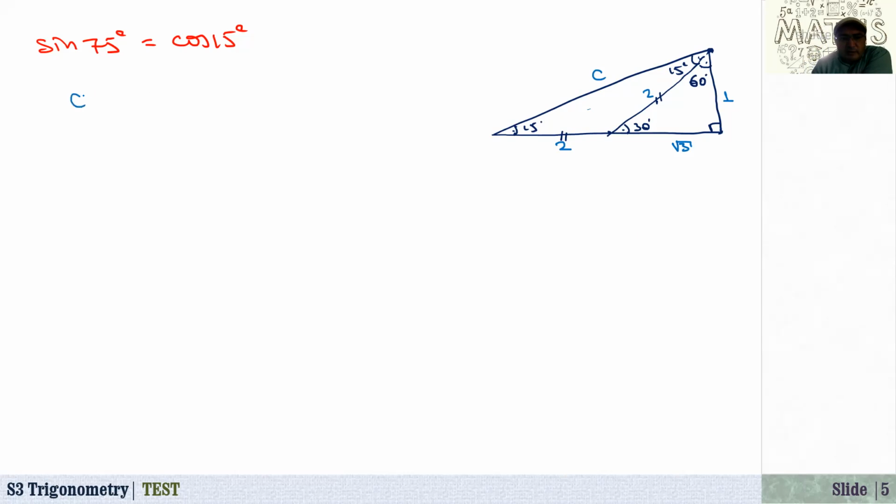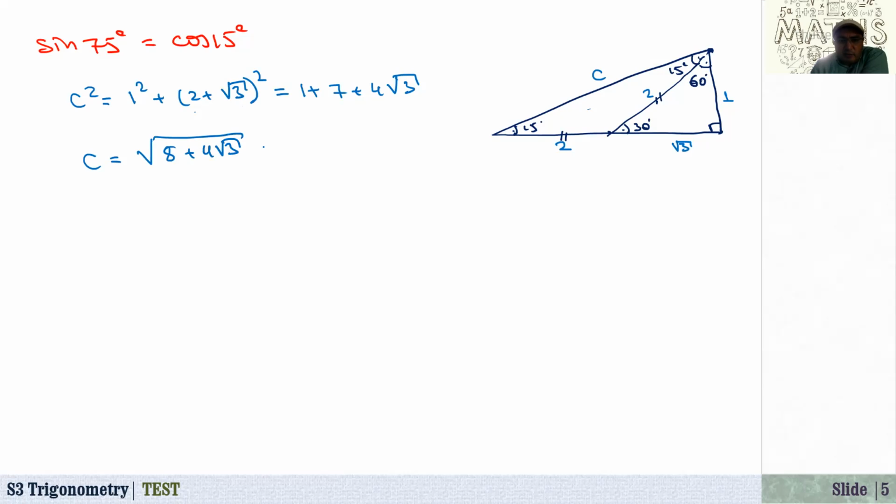So what is c squared? C squared is equal to 1 squared plus 2 plus square root of 3 squared, which is equal to 1 plus 4 plus 3, that's 7 plus 4 times square root of 3, which is equal to 8 plus 4 square root of 3. So now c is the square root of 8 plus 4 square root of 3. And 8 is a square number, so we can take this out of the root. That's equal to 4 times square root of 2 plus square root of 3.